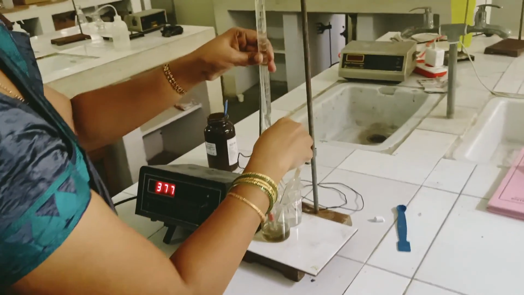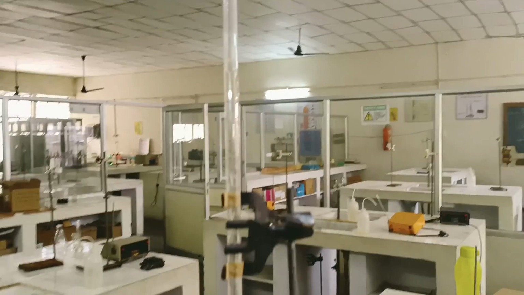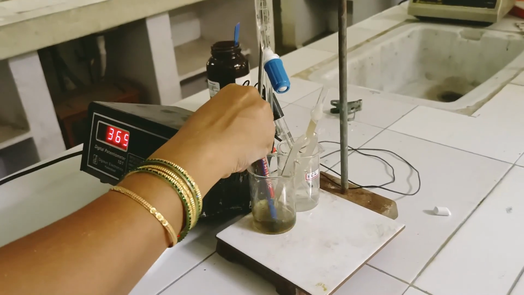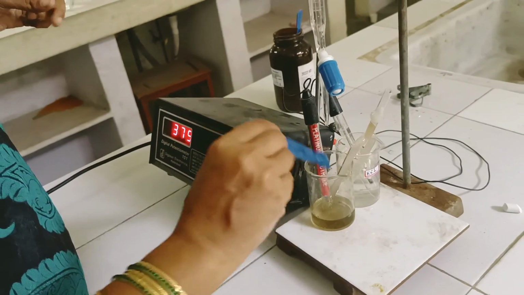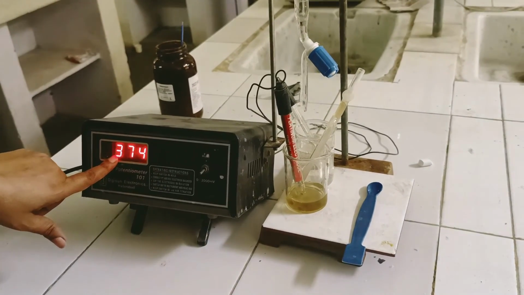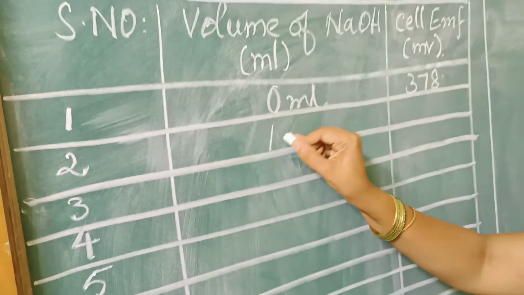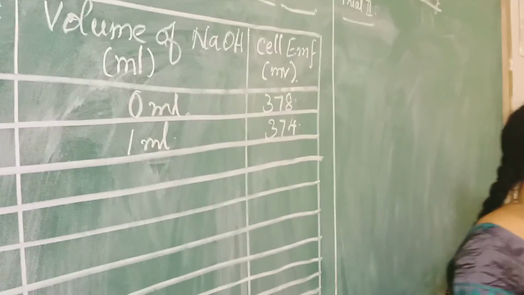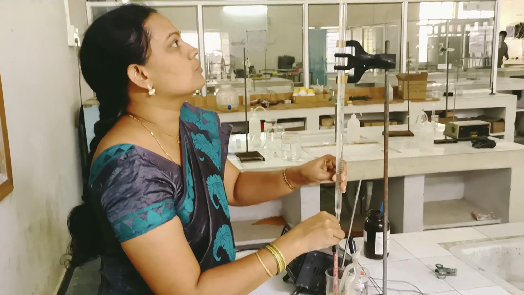Now I start with the titration. I am taking 1 ml lots of NaOH into HCl. Now let me stir the solution for uniform availability of sodium hydroxide in HCl. And when I check the EMF values, it has dropped down to 374. So with 1 ml of NaOH added, the value is 374. Similarly, I am going to note down the values for the rest of the additions of sodium hydroxide.